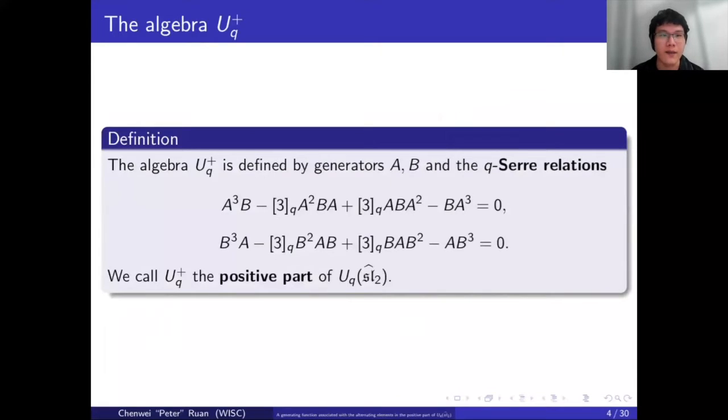Okay, so now we give the definition of the algebra Uq+. The algebra Uq+ is defined by two generators A, B, and the so-called q-Serre relations written here. So a squared b minus bracket 3 sub q a b a plus bracket 3 sub q b a squared minus b a squared is 0, and we can also swap a and b, and this formula also holds. This we call Uq+, the positive part of Uq sl2 hat.